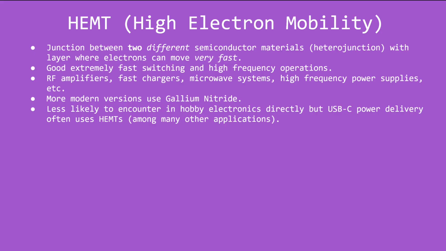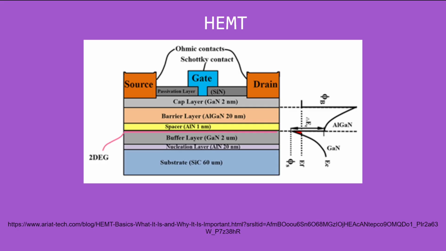I think the more modern versions use like gallium nitride. You probably won't encounter these as directly, but if you're using USB-C power delivery, then you're already using these. Here's a little illustration. You got your source, gate, and drain, but you have all these different layers.